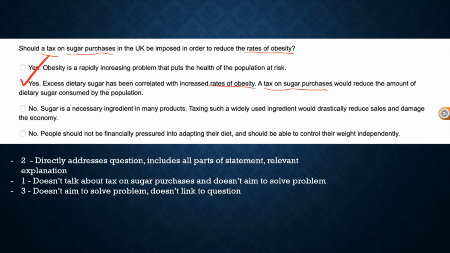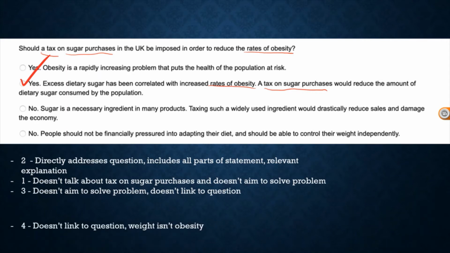Third example, well, it's not right because it doesn't aim to solve the problem and it doesn't link to the question again, because it doesn't have anywhere rates of obesity. So it should have all the main pieces of information, because even though this has tax in there, it does not have rates of obesity, so no.